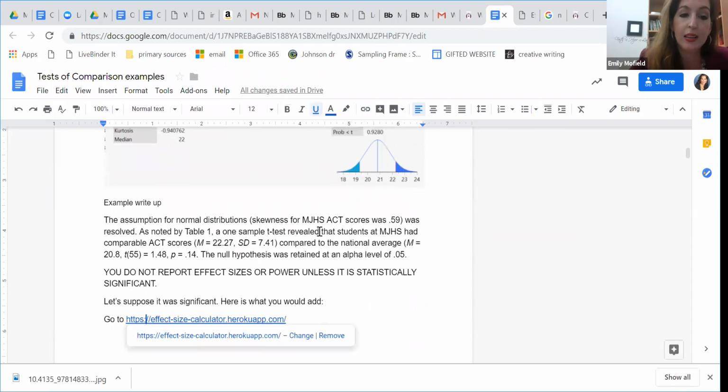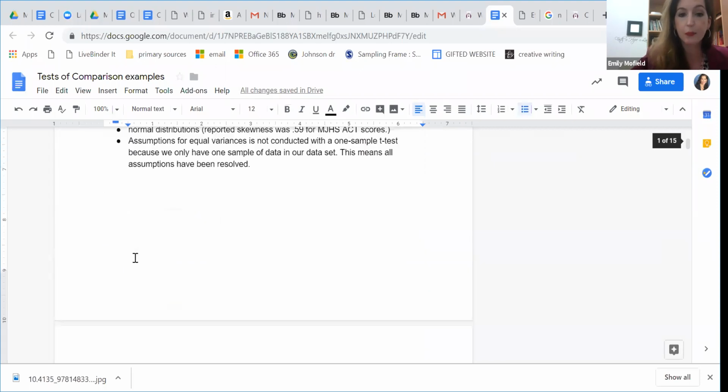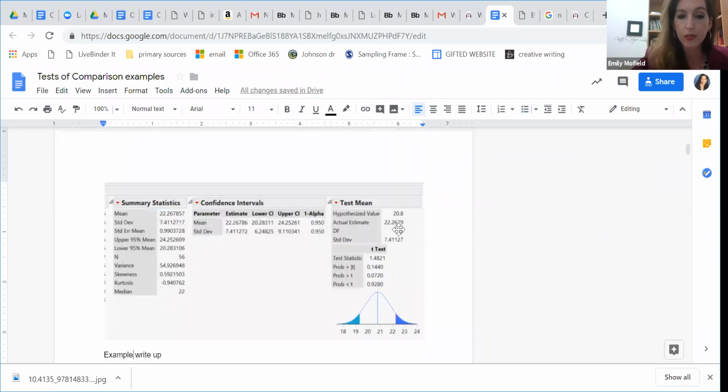But I write it like this: a one sample t-test revealed. Actually, let me show you this. You don't put a hyphen, and this would actually need to be italicized, okay? That students had comparable ACT scores compared to the national average. Now I have a t. Now what goes in parentheses is the degrees of freedom. The degrees of freedom are found right here, all right?